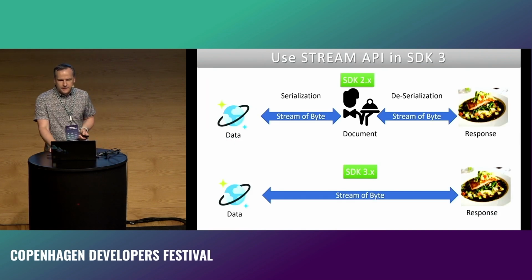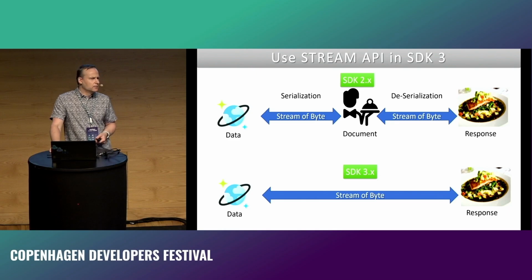Next one is the Stream API. This is available in SDK 3. You can use it to make things more scalable and smoother, because as you can see in SDK 2, usually what we do is we serialize the data, then deserialize the data when we give it back to the application. So that's like two steps. In SDK 3, it's much smoother, almost like the direct mode and the gateway mode, really. We don't have that hop in the middle here.